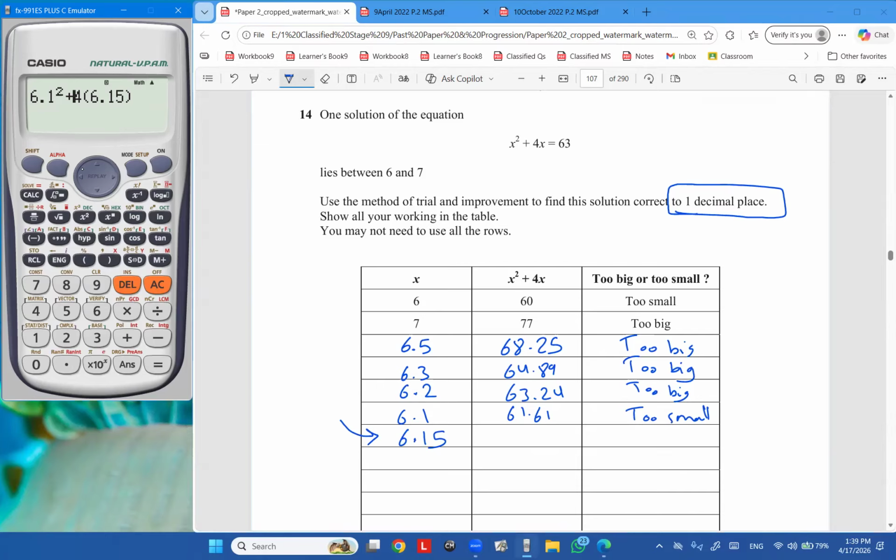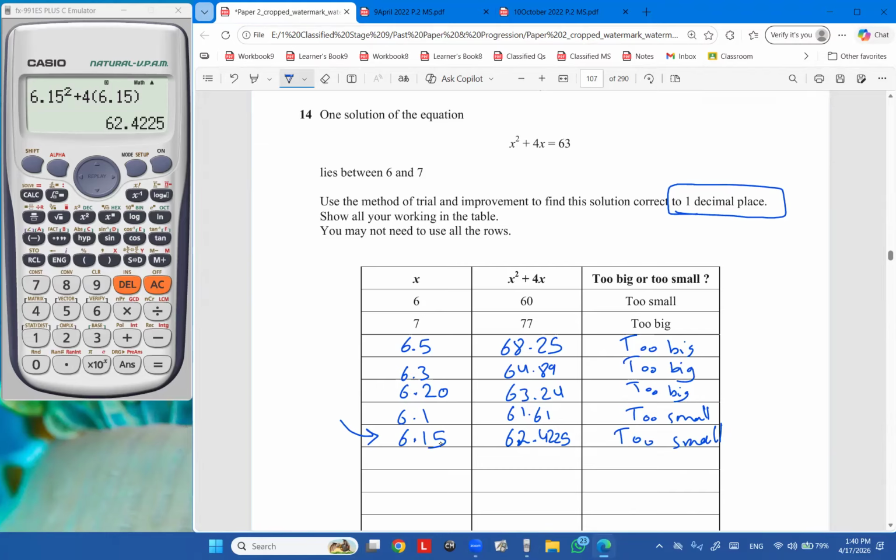6.15, and here is 6.15 again, equals 62.4225, which is too small. And this is the final answer. It's not 6.15, no, but we know now that it is between 6.15 and 6.2. It is higher than 6.15, smaller than 6.2, which is the same as 6.20.